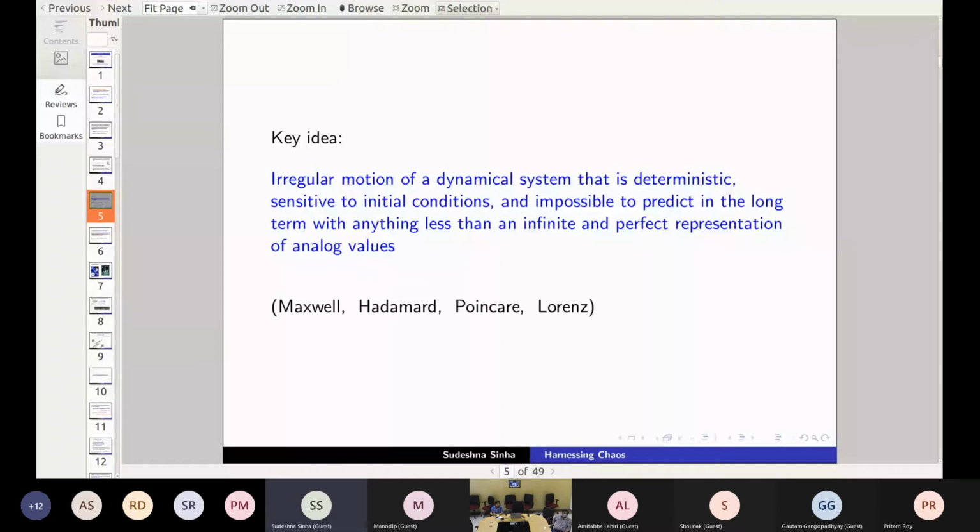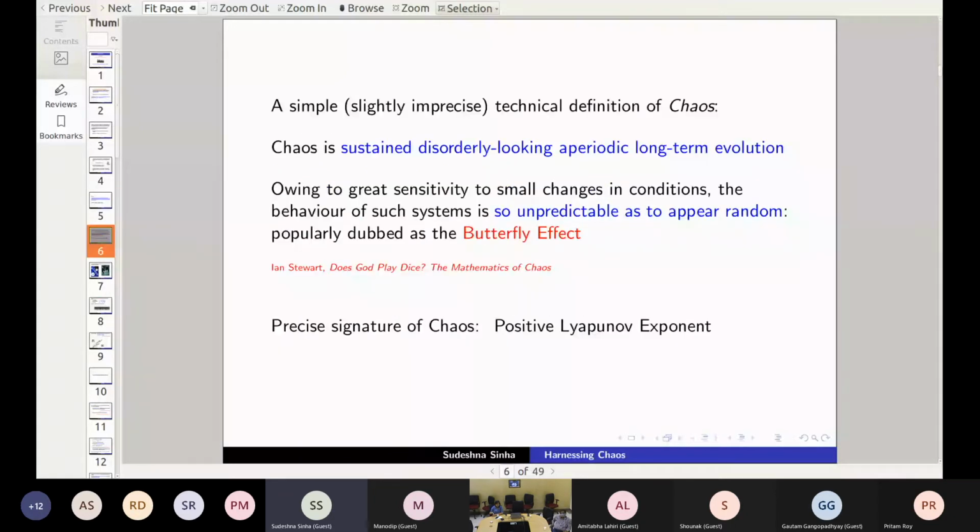So I'll attempt a simple, slightly imprecise definition of chaos. I will put it as sustained, disorderly looking, aperiodic, long-term evolution. Okay, and owing to great sensitivity to small changes in initial conditions, this behavior is so unpredictable that it often appears random. So that is the contradiction, that it is a perfectly deterministic system which appears, if you didn't know better, to be random. And it's sometimes popularly dubbed the butterfly effect.